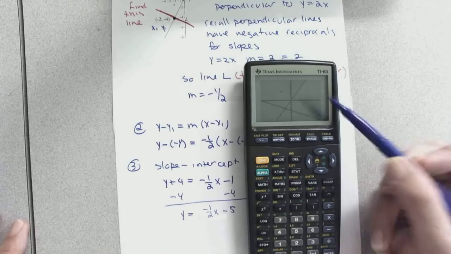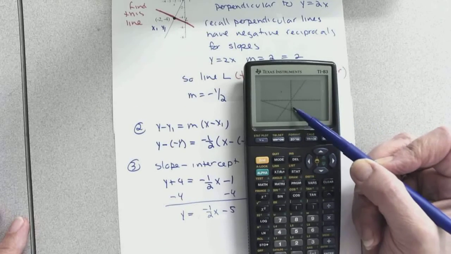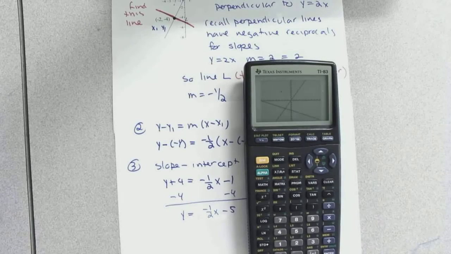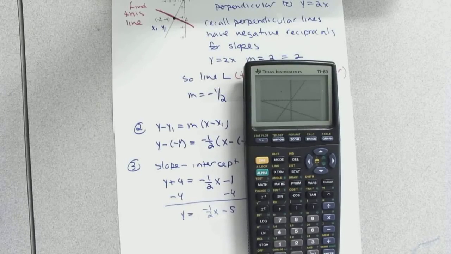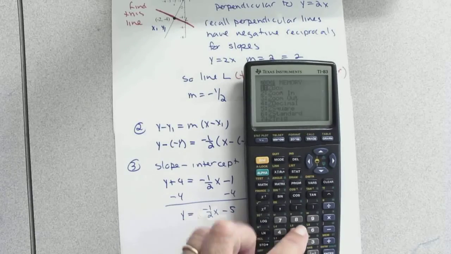And if you notice here, especially this angle right here, that's not a right angle. It's close to being a right angle, but it's not a perfect square corner. That is because your calculator is not measuring the x and y axis in the same way. Yes, it's counting from negative 10 to 10, but the tick marks are further apart on the x-axis than the y-axis. If you don't want things distorted, what you have to do is press zoom and then option 5, zoom square.